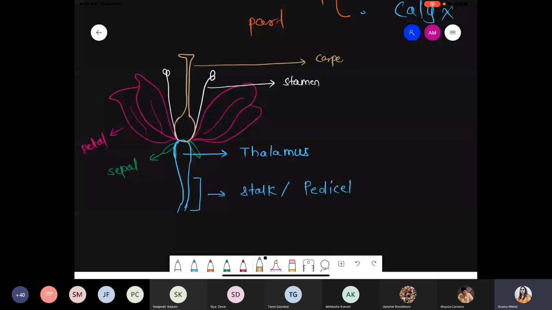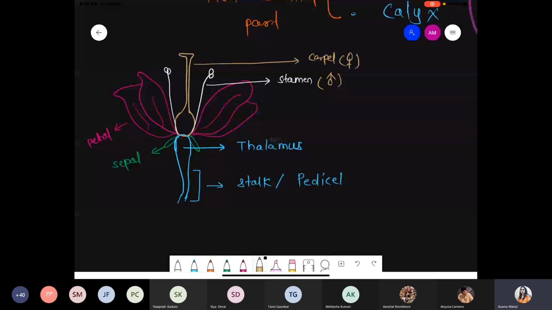Now the stamen is male, and sepal and petal are non-essential parts of the flower. So this you already know. I just want to tell you one word: remember the pedicel, right? Pedicel and the position of the thalamus, because next we are talking about the different types, 3 types, on the basis of thalamus position.